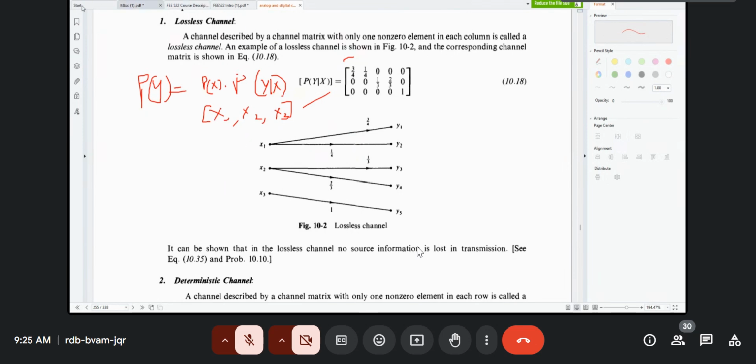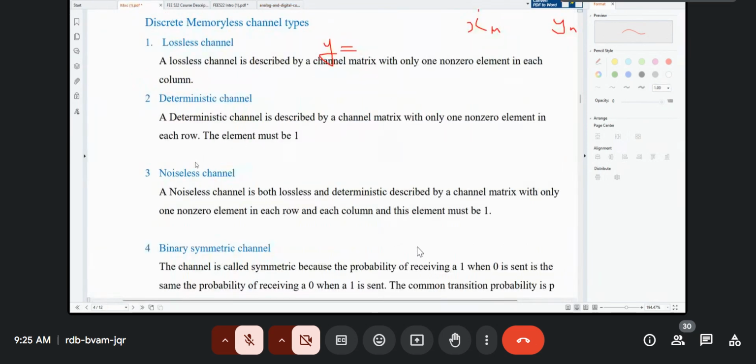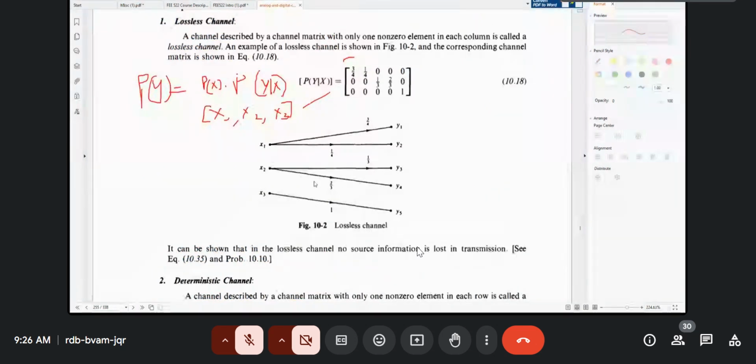The next channel is the deterministic channel, and this has one non-zero element in each row, and that element must be one. Again, you can see it here. That is deterministic. Because this is one, you can see there is a direct correspondence of x3 and y5.